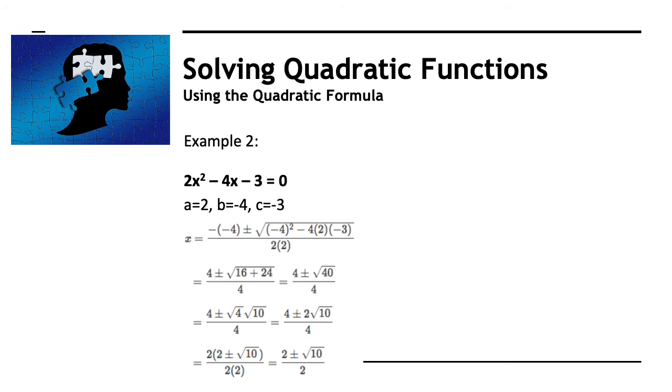Substituting these values into the quadratic formula and performing the necessary arithmetic, we get our two solutions. 2 plus or minus the square root of 10, divided by 2. Don't worry about leaving your final solutions with radicals in the numerators. In fact, this is preferable because your answer will be exact.